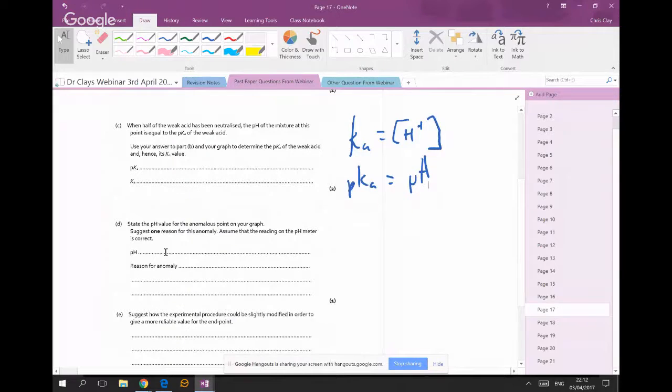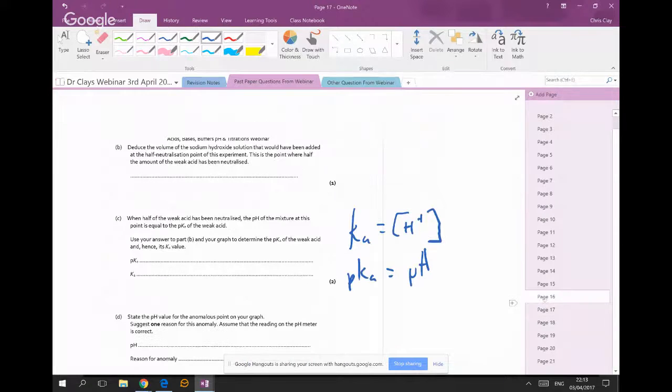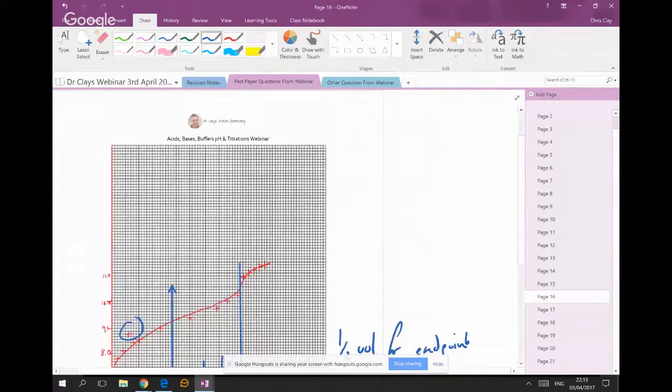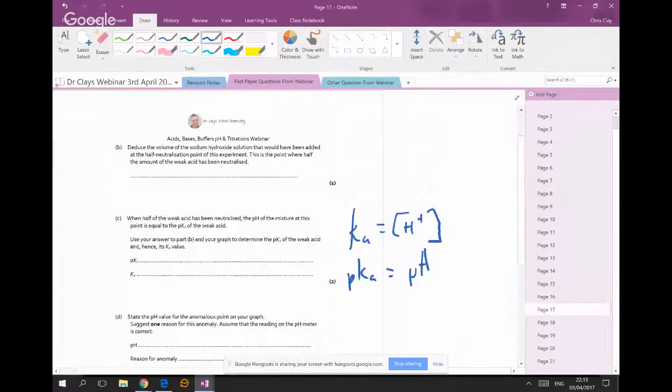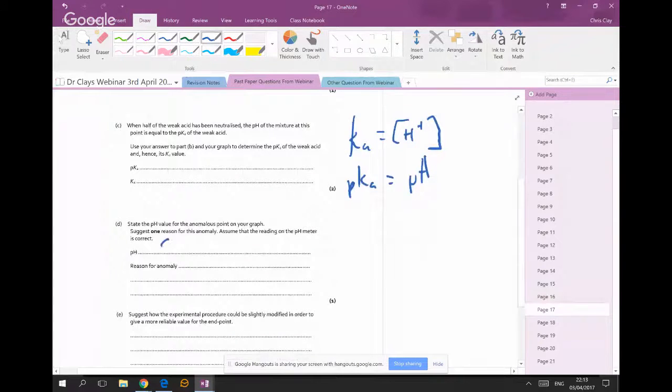Then we're talking about some anomalous results. Well, you've got to think of some reasonable reasons that you might have it. It's clear when you actually look at the graph that you have to draw that it's that one. So first of all, give the value, and then the reason might be bad swirling or not stirred enough, something like that. It's probably the most likely reason here.